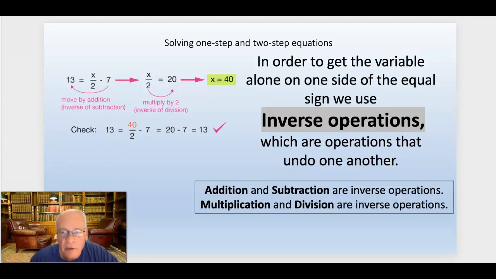Guys, in order to get the variable alone on one side, we use what's called inverse operations. That's another vocabulary word today. They're operations that undo one another. You know, addition and subtraction are inverse operations. Multiplication and division are inverse operations.